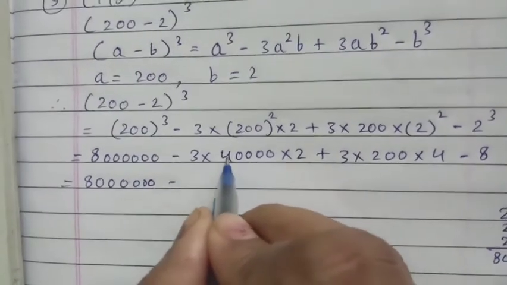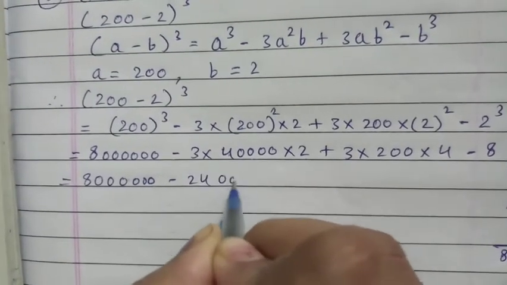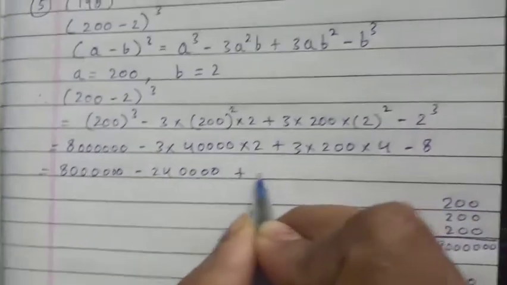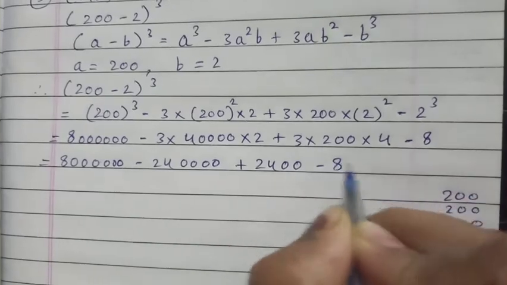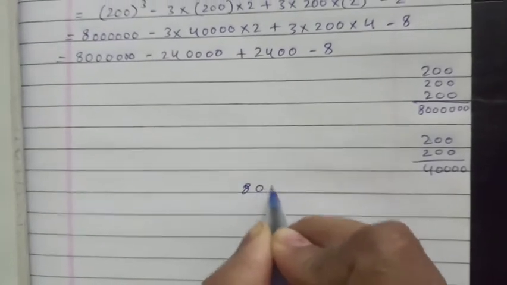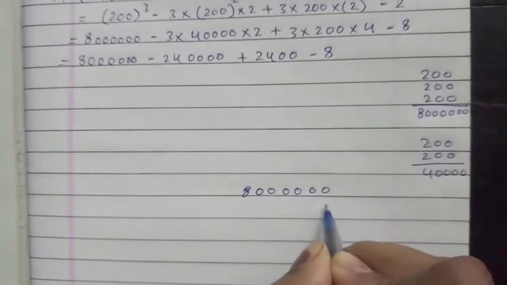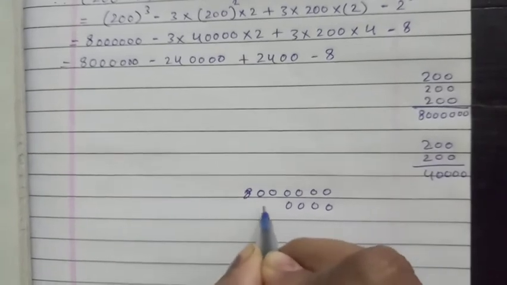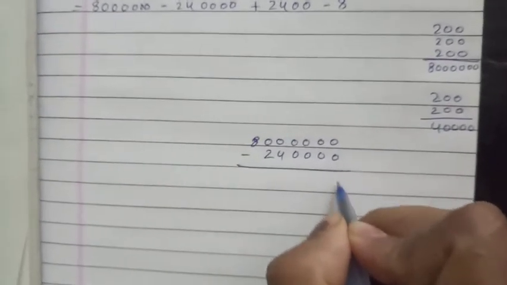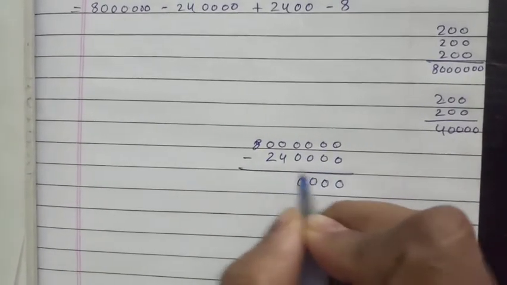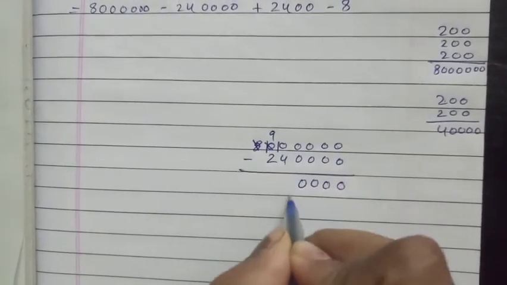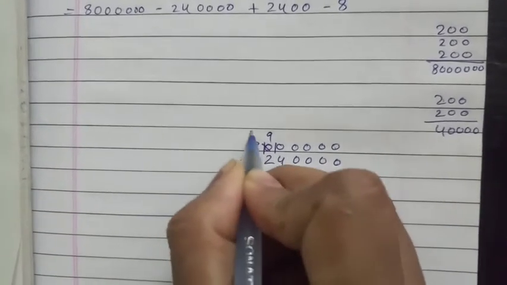So we have now solid. 3 4s are 12, 12 2s are 24. Again here 3 2s are 6, 6 4s are 24. Okay, now subtract it. So we have 8 0 0 0 0 2 4. Always write from the ones place from the back. 0 minus 0 is 0. Take borrow from 8. So 10 minus 4 is 6. 9 minus 2 is 7.